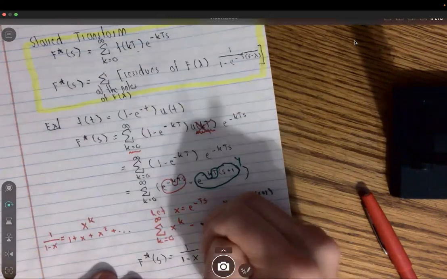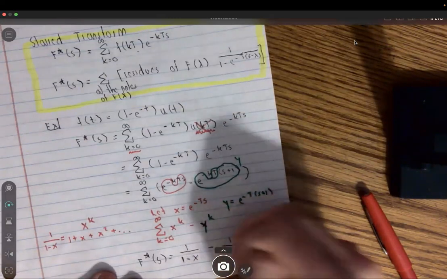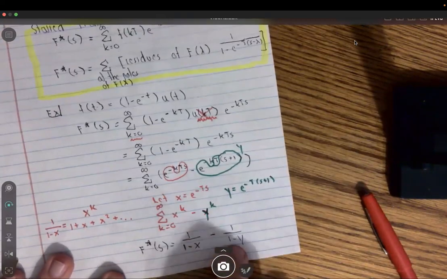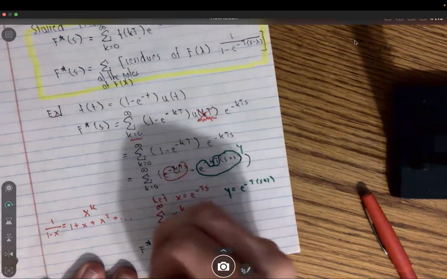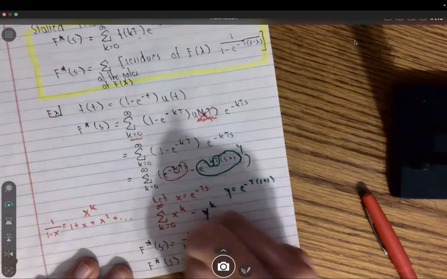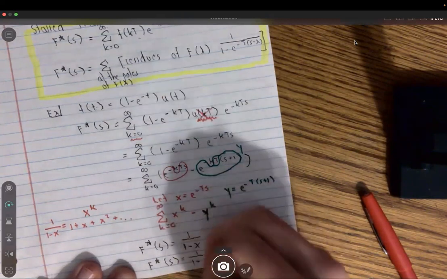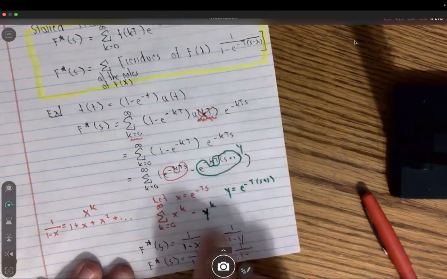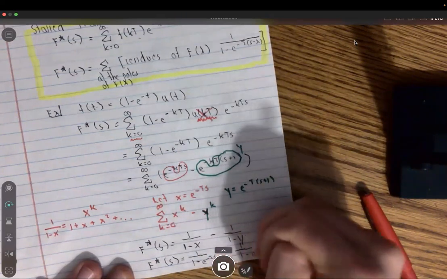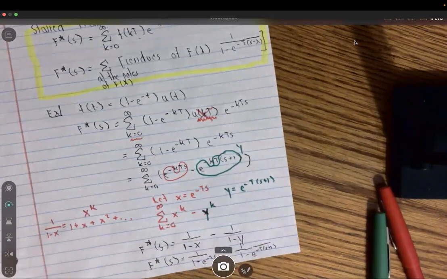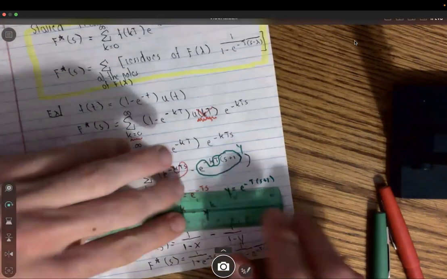And then you're going to have here minus 1 over 1 minus y. Now, substituting back in what your x represented and your y represented here, you're going to get f star of s is going to equal 1 over 1 minus, and what's your x? e to negative ts, minus 1 over 1 minus, what's your y? It's going to be e to negative ts plus 1. And so then that would be your solution for this problem using the geometric series way.